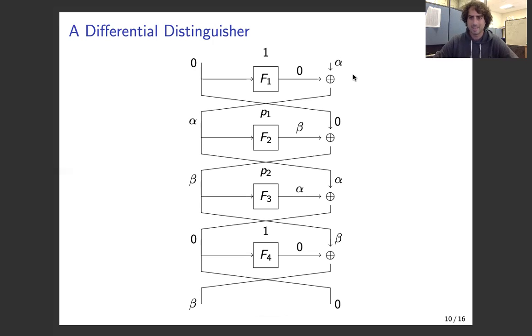So what we actually need is in DDT2 a transition from alpha to beta with a high value, and in DDT3 a transition from beta to alpha with a high value. And if that happens, we have a differential distinguisher for the cipher, and thus also for the cipher that we discussed before with the 4 rounds.